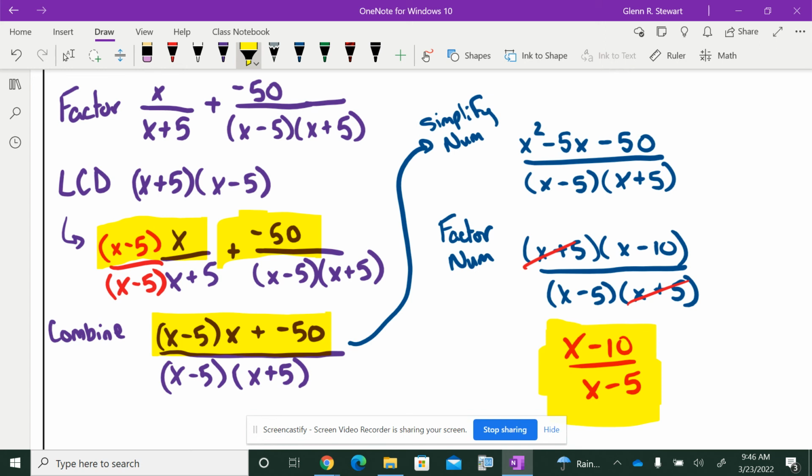How do the signs work? They would have to add to get negative 5 and multiply to get negative 50.